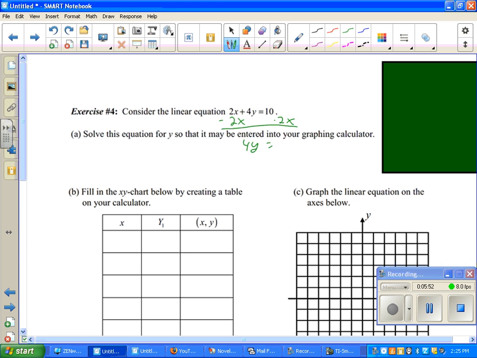One person says 10 minus 2x. Another person said negative 2x plus 10. Why would I like negative 2x plus 10? For mx plus b, I want the x's first, then the b. Okay. Now, someone tell me what the next thing I do? Okay, dividing by 4 on both sides.